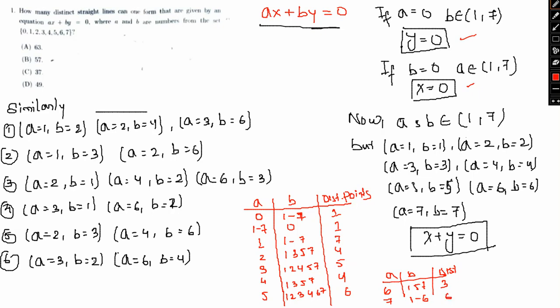Now if we add all these up, 2 plus 7, 9 plus 4, 13, 18, 22, 28, 34 and 37. So our answer will be nothing but 37 distinct points. What we have done is simply, for A equal to 1, we removed all the common points. That way we have simply gotten our answer. So 37 will be the correct answer.